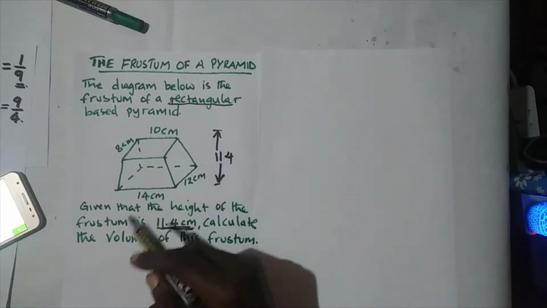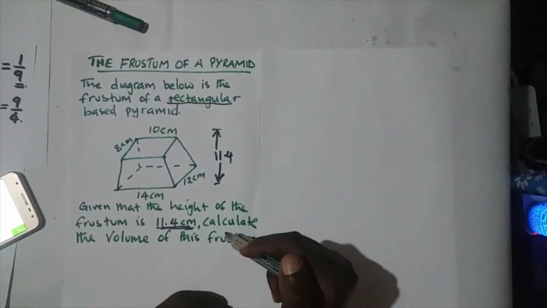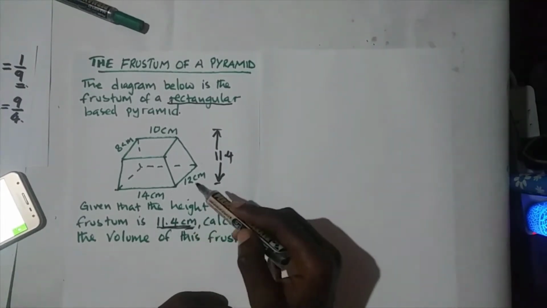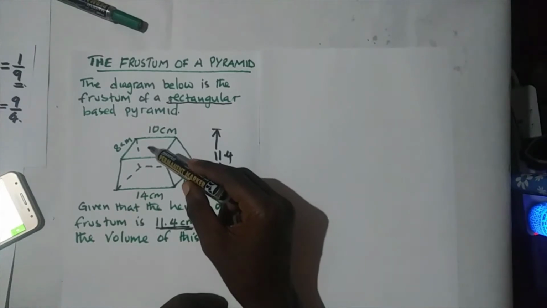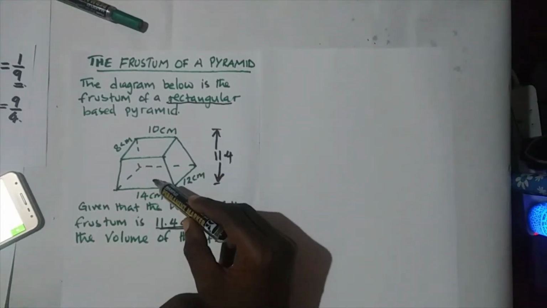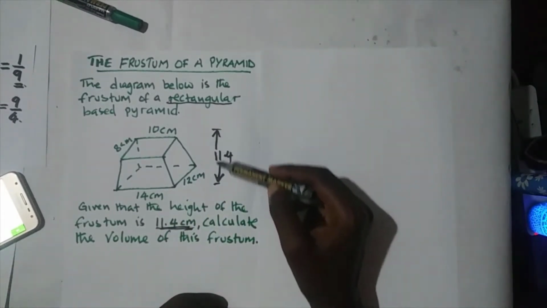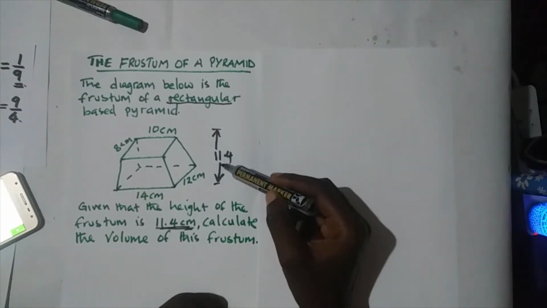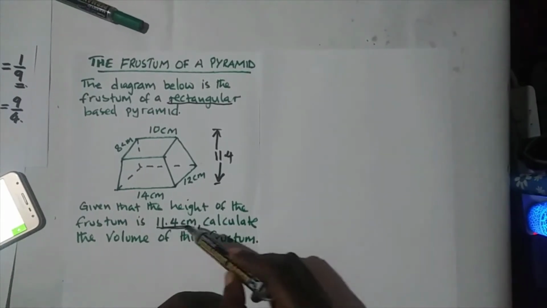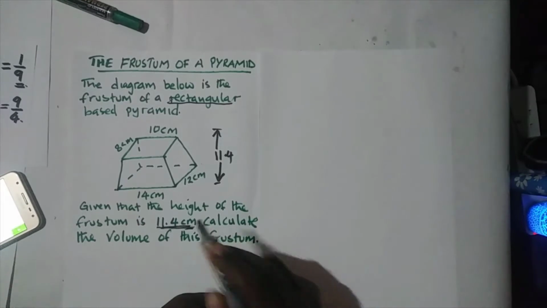And so the question continues to say, given that the height of the frustum is 11.4 centimeters, calculate the volume of this frustum. The height of the pyramid is the height from the middle of that rectangle on top to the bottom rectangle, which normally we show on the side like this. This is 11.4. If we don't show it, we'll give it in the question. So the height of the frustum is 11.4. Now how do we find the volume of this frustum?